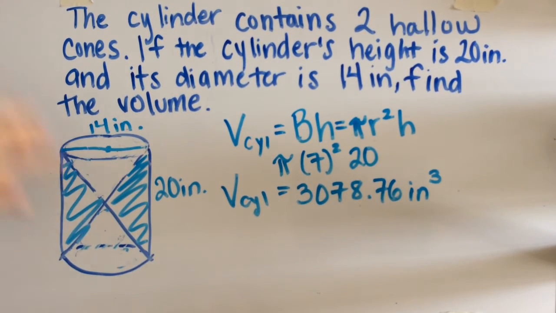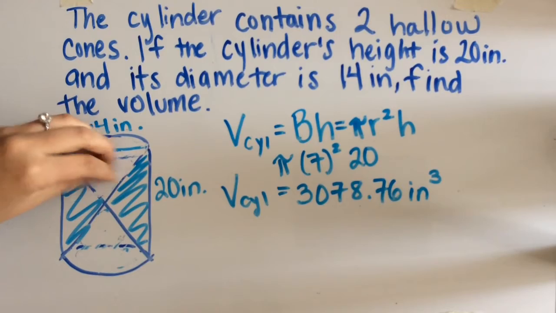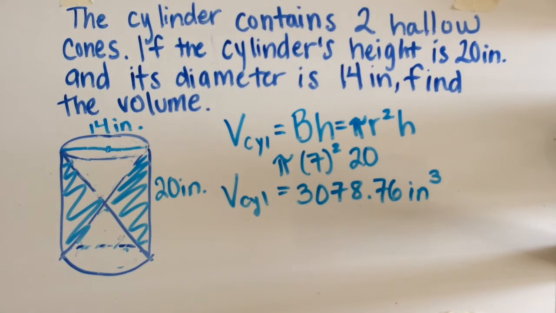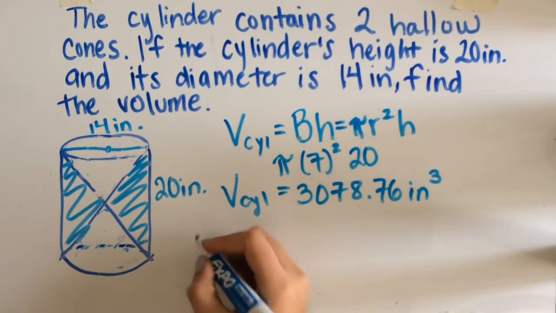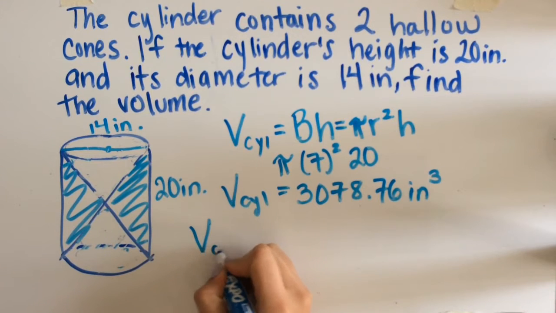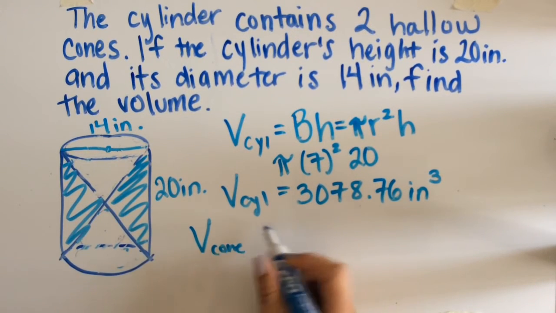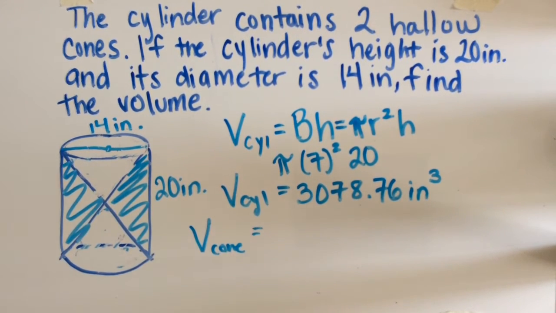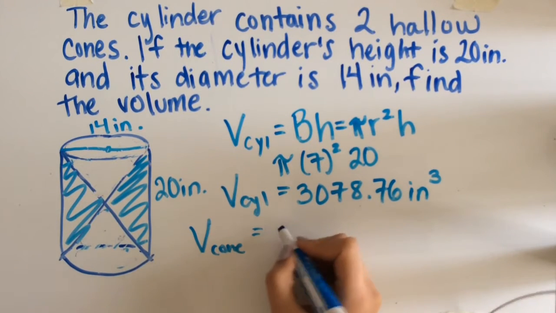Now I'm going to find the volume of these cones because I want to subtract that volume because I'm not including it, there's no space being taken up because they are completely hollow. Okay, they're empty. So I'm going to put the volume of a cone. Okay, and the volume of a cone is 1/3 pi r squared, or 1/3 the area of the base times the height.